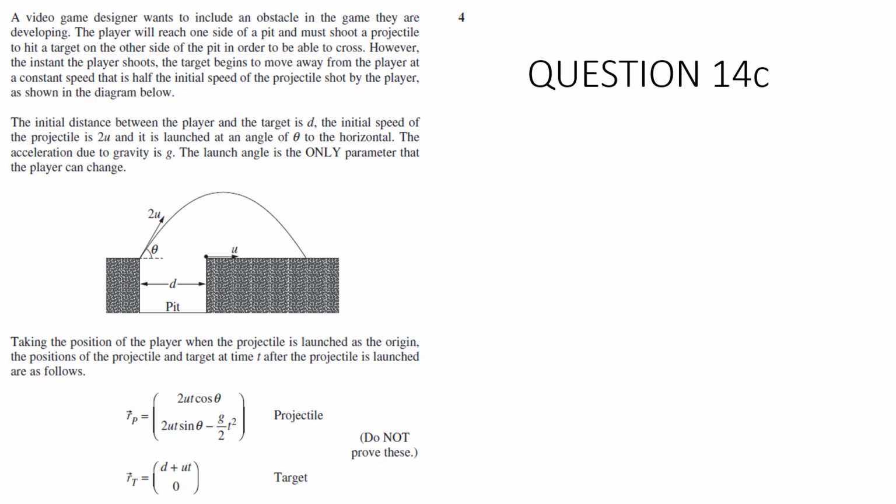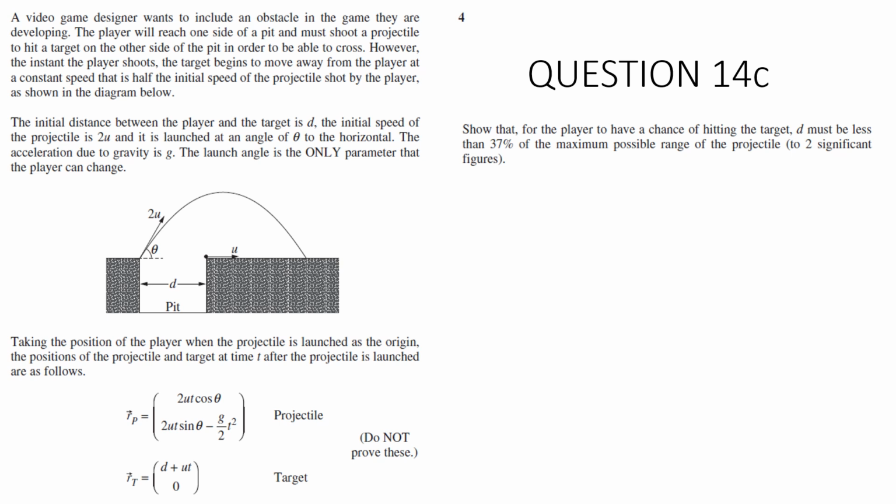The launch angle is the only parameter that the player can change. Taking the position of the player when the projectile is launched as the origin, the positions of the projectile and the target at time t after the projectile is launched are as follows. Show that for the player to have a chance of hitting the target, d must be less than 37% of the maximum possible range. Alright, first thing we're going to do is find this point of intersection.